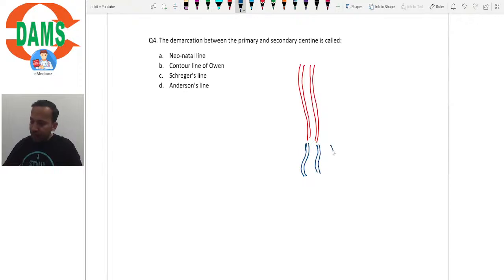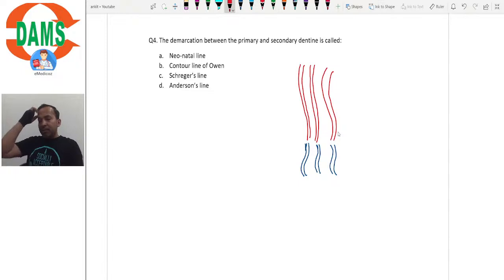So, you can see their curvature is exactly opposite of the primary dentine, right? So how do we differentiate, or what is the line between the primary or secondary dentine called? So we are talking about this demarcation between the primary and secondary dentine, and Palak says it's neonatal line.